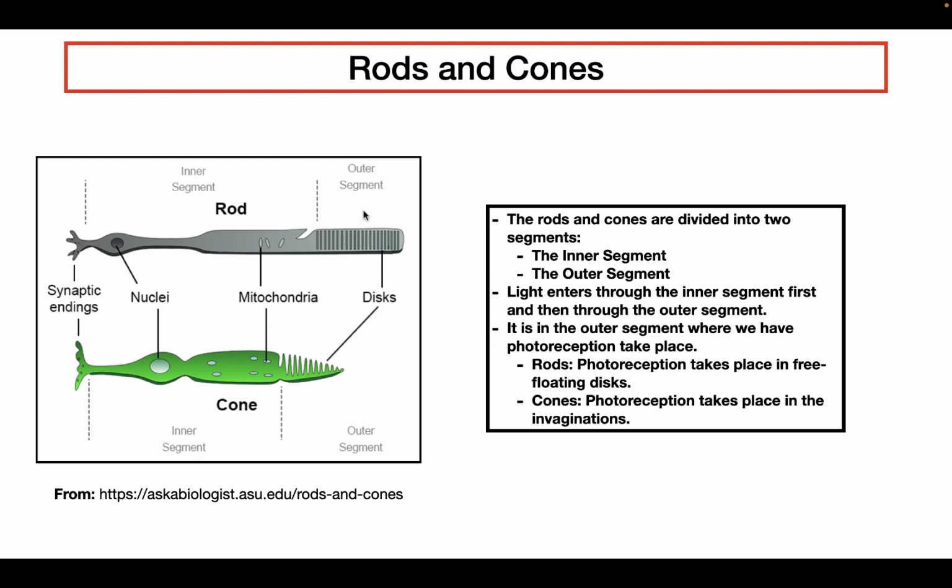And what we see is that inside the rod, in the outer segment, we have discs. And these discs are free-floating. These discs turn over rather rapidly, which means they die and are replaced rapidly. And in the cone cells, we also have discs, but they are instead invaginations of the plasma membrane. Now, both discs in the rods and cones are very important because they not only are the location where photoreception takes place, but because they are in these disc formations, they have a very large surface area, which allows a lot of light to hit them.